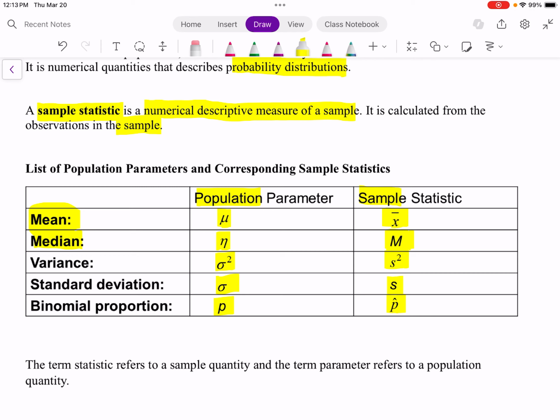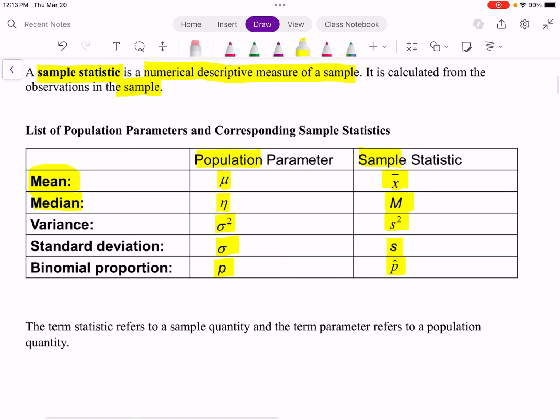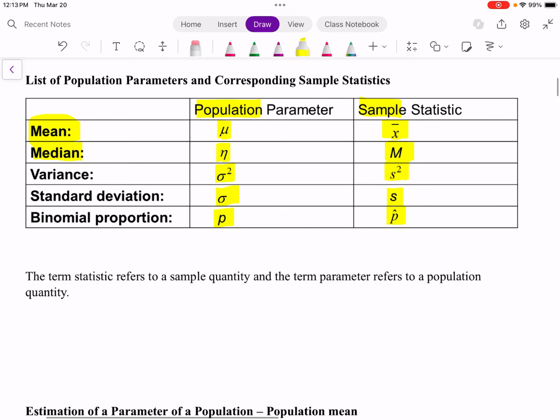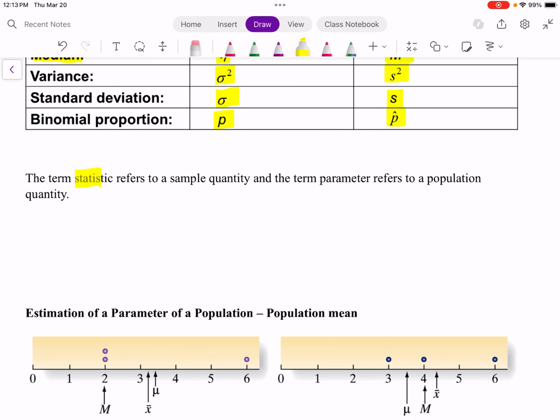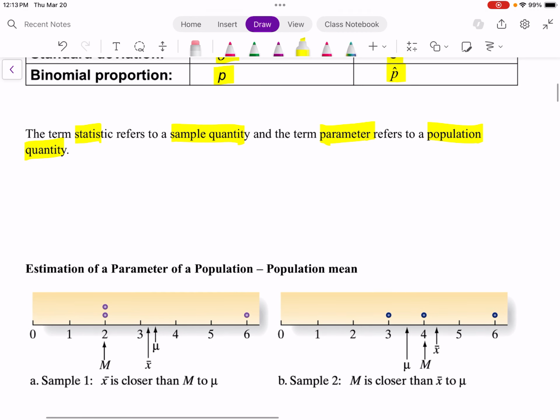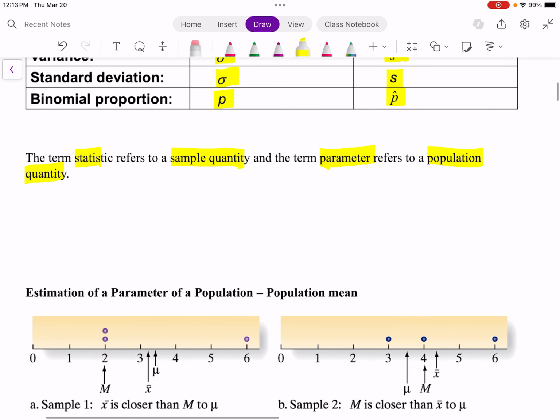Okay, so if we have a number that describes a population, that is a parameter, and if we have a number that describes a sample, we call it a statistic. Statistic refers to a sample quantity, and parameter refers to a population quantity. Okay, do you have any question on here? So this is something we had earlier.